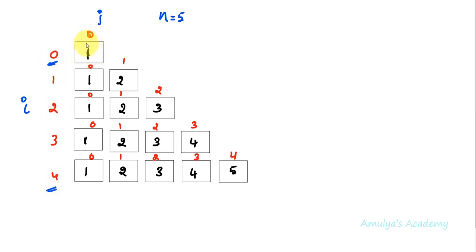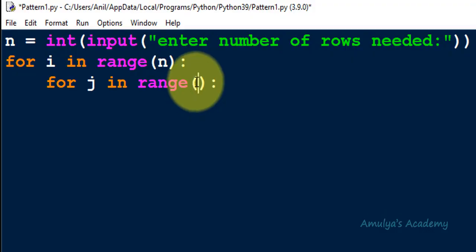Next we need to decide how many columns we want in each row. Here we can see at row 0 I want 1 column, at row 1 I want 2 columns, at row 2 I want 3 columns, at row 3 I want 4 columns. That is nothing but row plus 1 columns. Here we are using i to represent the row. So that means we want i plus 1 columns in each row. That's why here I need to mention i plus 1. How many columns do I want in each row? I want i plus 1 columns.